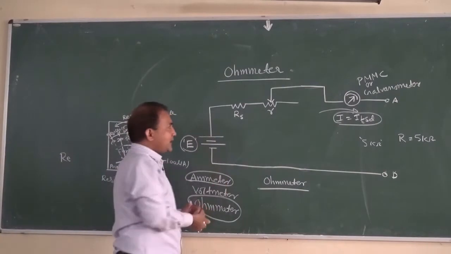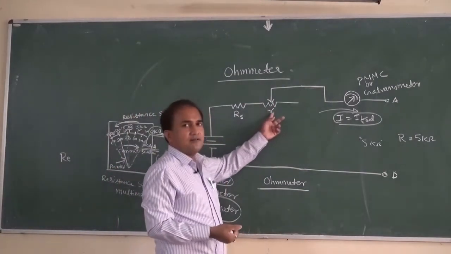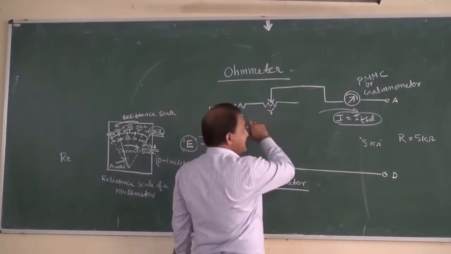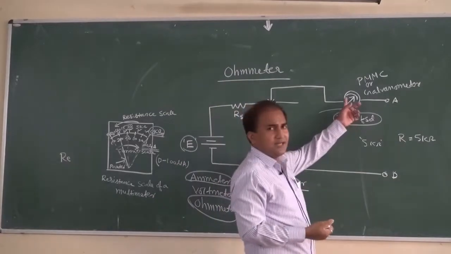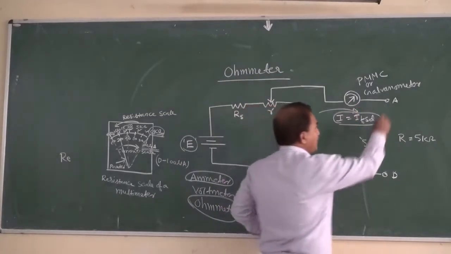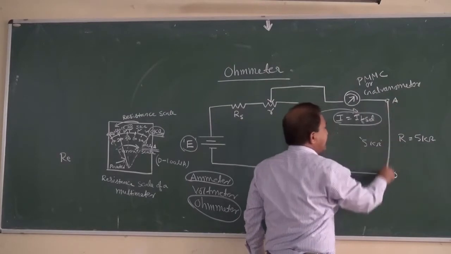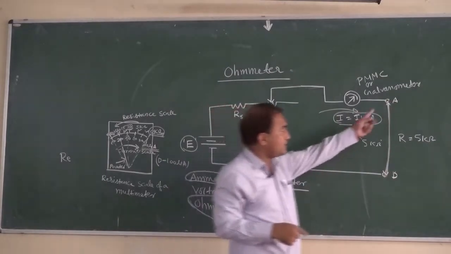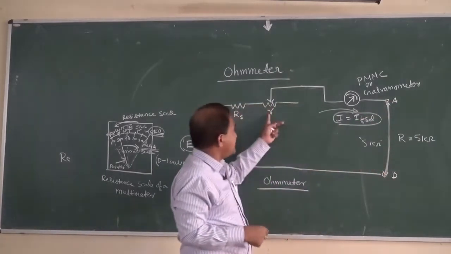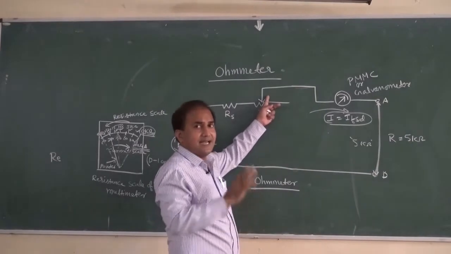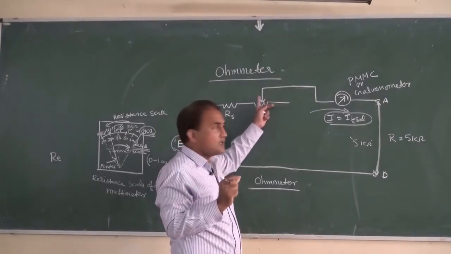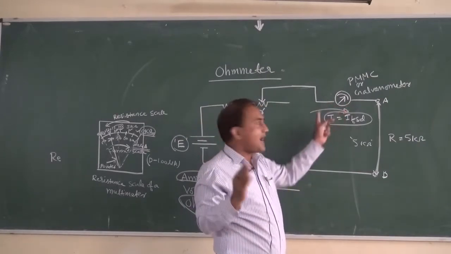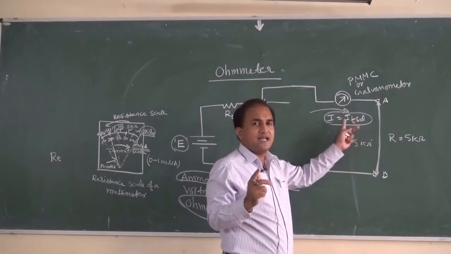So initially, this rheostat or variable resistance is used for zero adjusting, which means it is adjusted so that it will show full scale deflection current. By connecting the A and B terminals, shorting these two terminals, this variable resistor is varied so that the deflection of the pointer shows maximum. So I is equal to IFSD, the full scale deflection current.